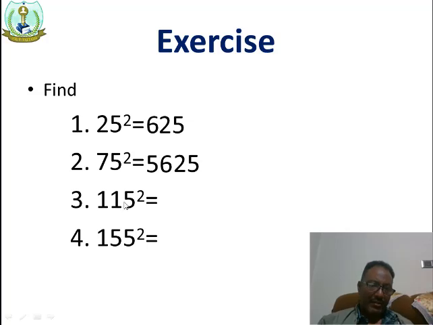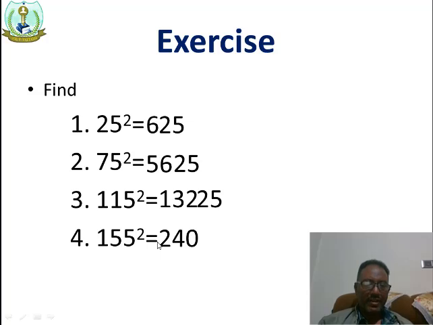As before, we only focus on 11. 11 times 12 is 132. Then you attach 25. Altogether, this is 13,225. Similarly, 155 squared, and then the next number is 16. 15 times 16 is 240, and with it you attach 25. Therefore, this is 24,025. That's all about the exercise.